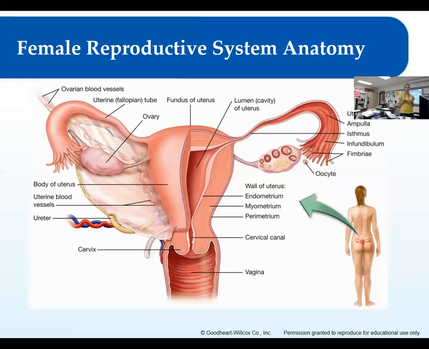Sometimes, here's one thing that can occur, and you can see how this might happen. Sometimes these fimbriae don't catch the egg, if you will. So the egg leaves the ovary, but it doesn't get drawn up into the fallopian tube. And this can mean a couple things. One, if fertilization doesn't occur, it's not really a big deal.